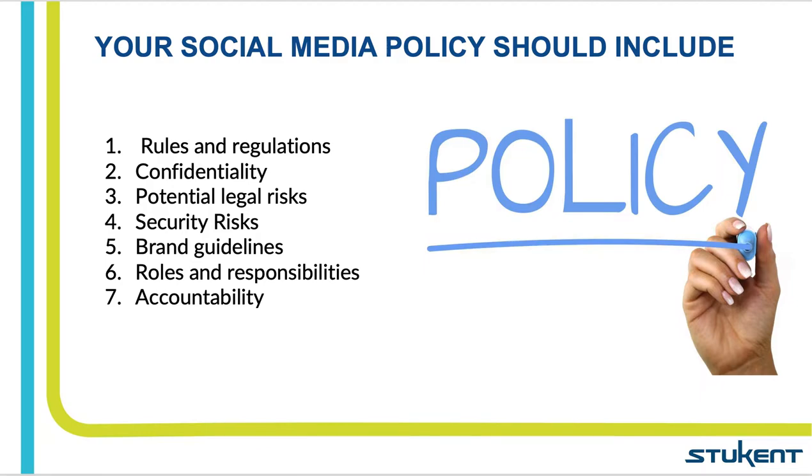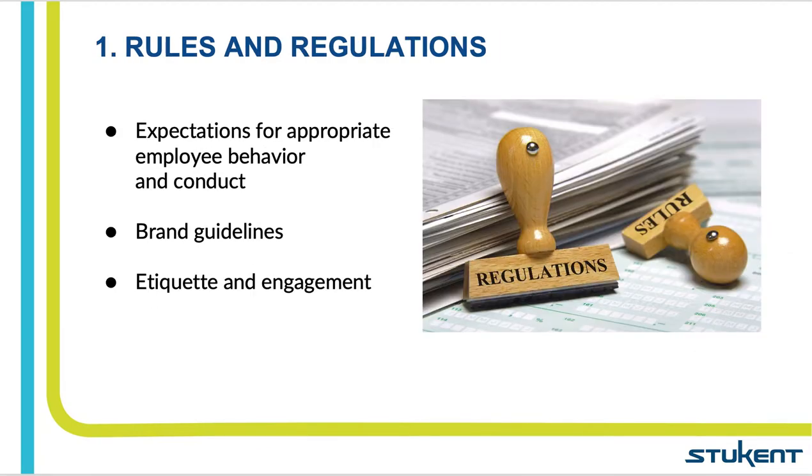So the first one is rules and regulations. That's the expectations for appropriate employee behavior and conduct. It is brand guidelines, how to use the brand, how not to use the brand, and it sets what's proper etiquette and engagement. Now, if you did a quick Google search of a social media policy, you could find numerous examples, and the first thing is the rules and regulations.